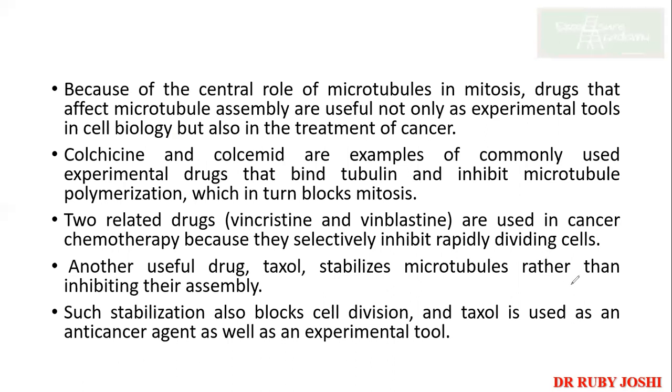Okay, so they came to know that these molecules are able to inhibit the rapidly dividing cells by blocking the mitosis. Okay, the other drug is Taxol, which stabilizes the microtubules, meaning it is not allowing the depolymerization. Now if depolymerization doesn't happen, what will happen? Chromosomes will not separate. Again the mitosis is being blocked. Okay, so all this stabilization will block the cell division, and Taxol was used as an anti-cancer agent.